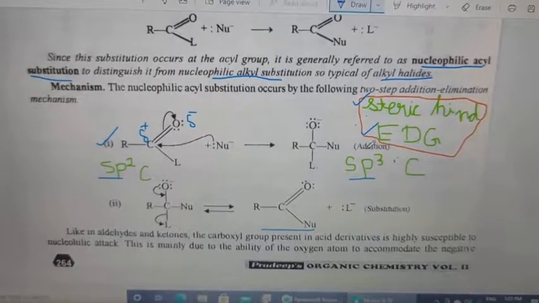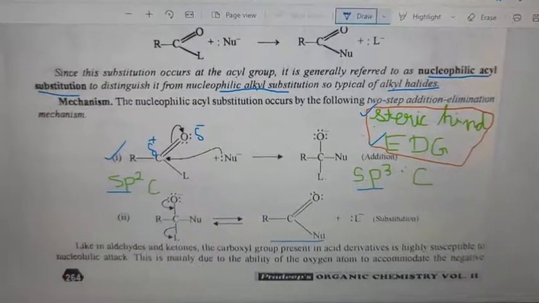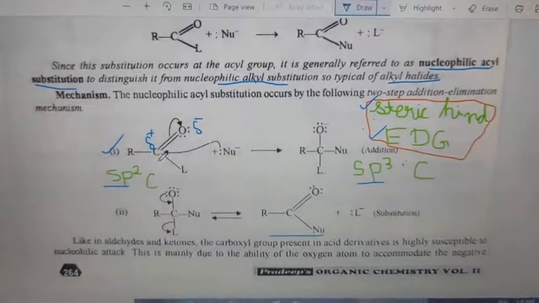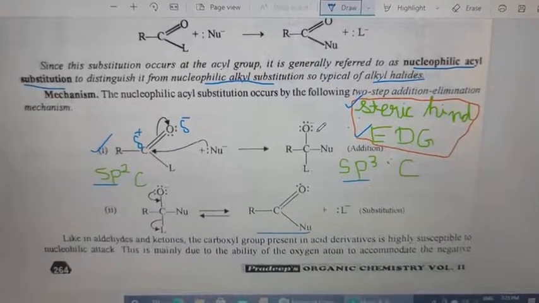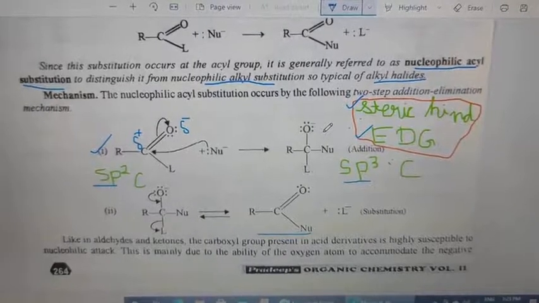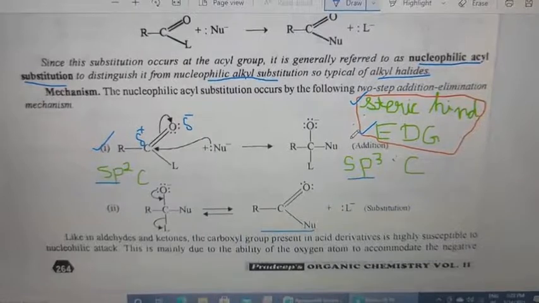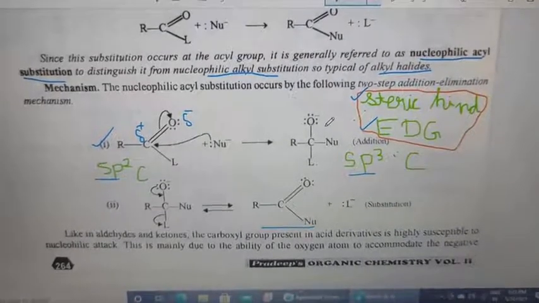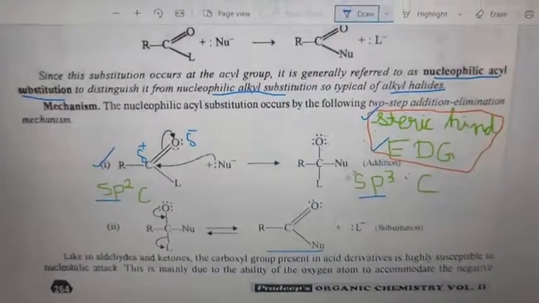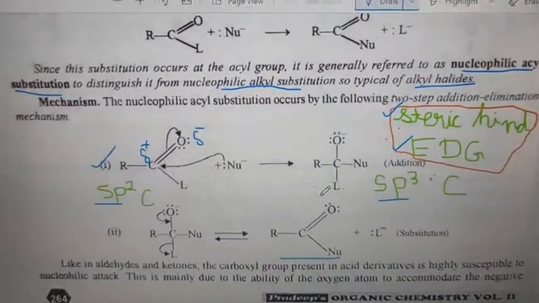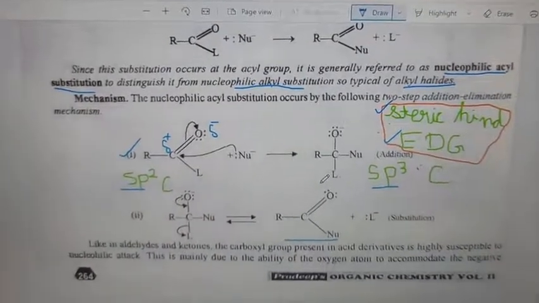Second point is electron donating group. If there are electron donating groups present on the carbon, then these groups try to increase the negative charge on the oxygen, meaning they intensify the charge on the oxygen of this addition product. So it decreases the stability of this and further decreases the reactivity toward nucleophilic substitution reaction.